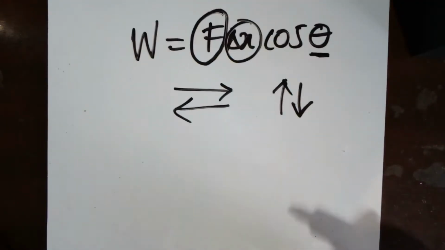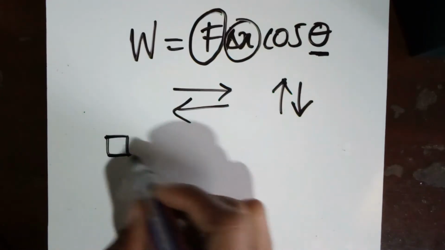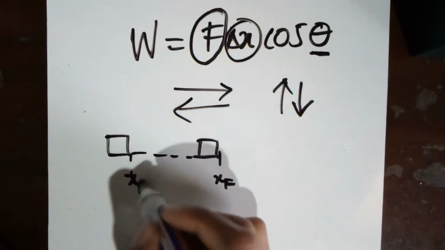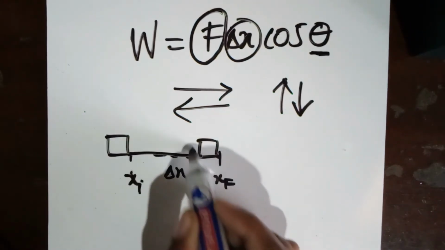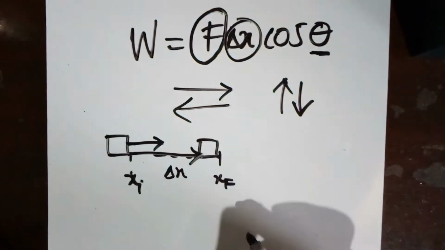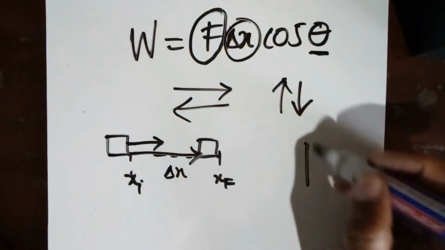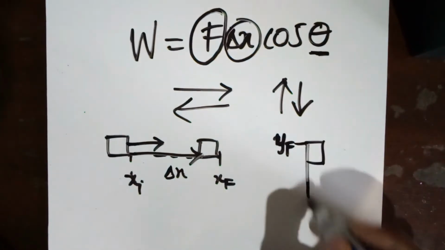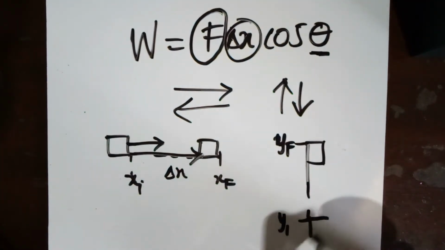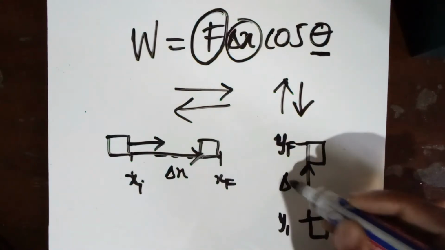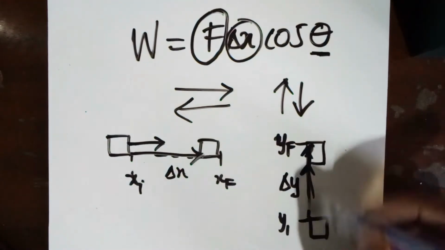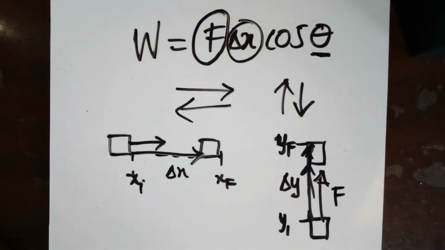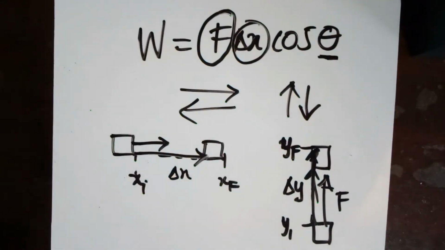So for example, maybe you're trying to move this block, like I've mentioned, to this point over here. This is xf, this is xi, and then you have a change in x. So that's your displacement, and your force is also in that direction. Or maybe you're trying to move it up somewhere. So this is your yf, and you're trying to move it from yi, so this is your initial position. So here you would actually have a change in y, and your force is also going to be facing up. So it can either be a change in y or a change in x.